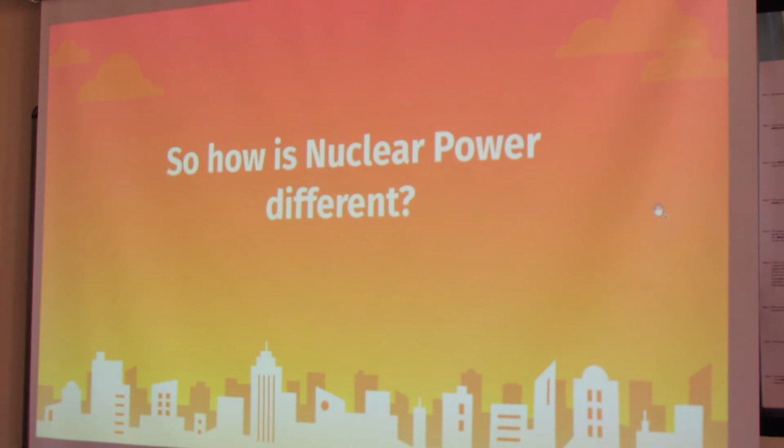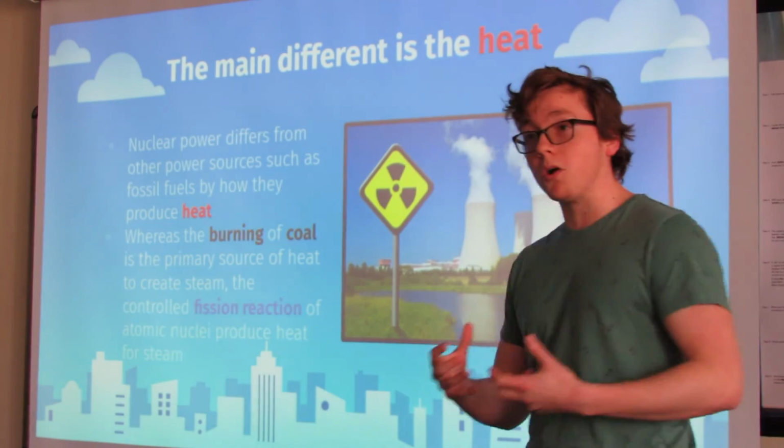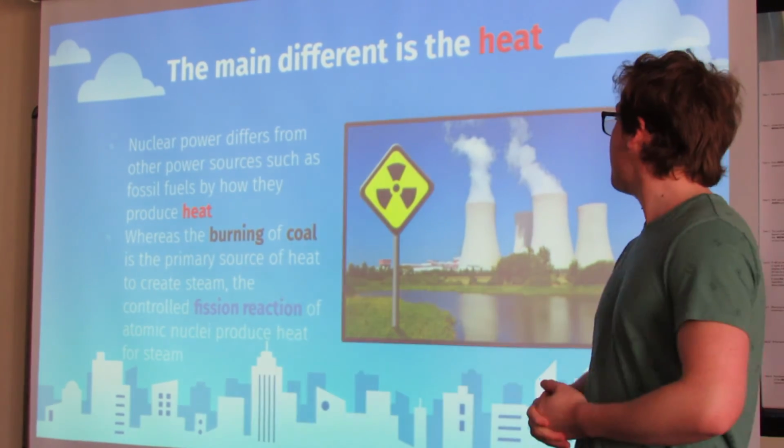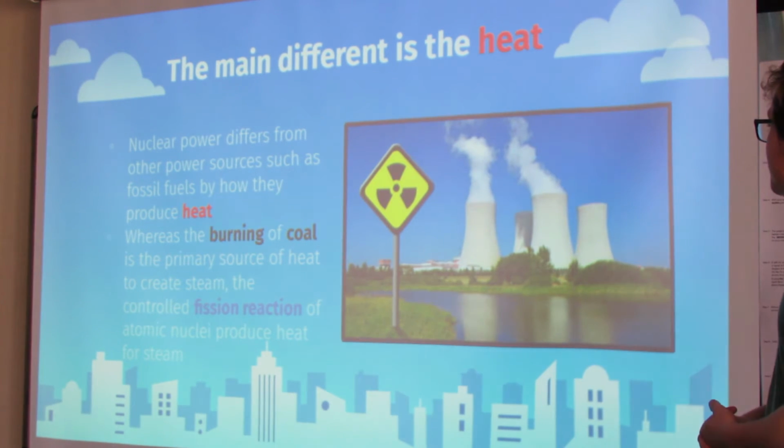Nuclear power is different from other power plants by how they actually generate their heat. Whereas in fossil fuel plants, you actually burn the coal to create the heat. In nuclear power plants, you use a fission reaction, or theorized a fusion reaction, to actually generate your heat, to actually turn those turbines.